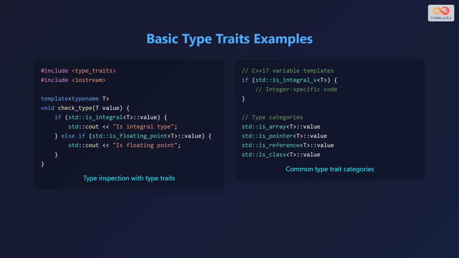In C++17, variable templates are introduced, which allow us to directly use std::is_integral_v to check for integral types. This simplifies the syntax. Common type trait categories include std::is_array, std::is_pointer, std::is_reference, and std::is_class.